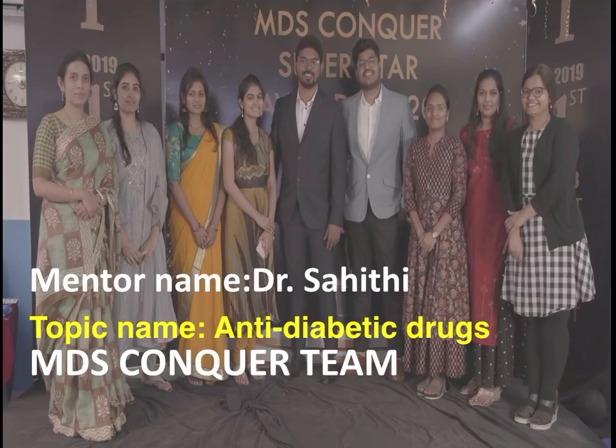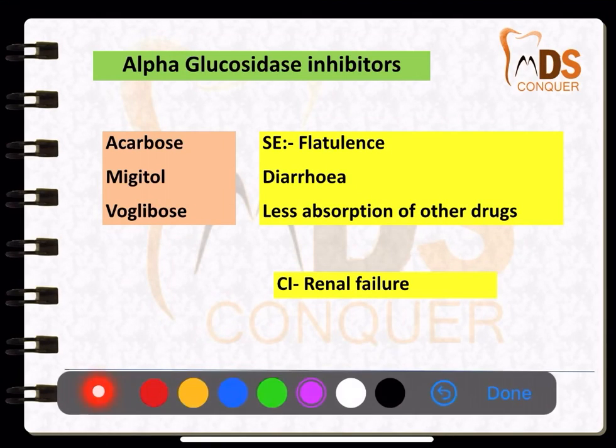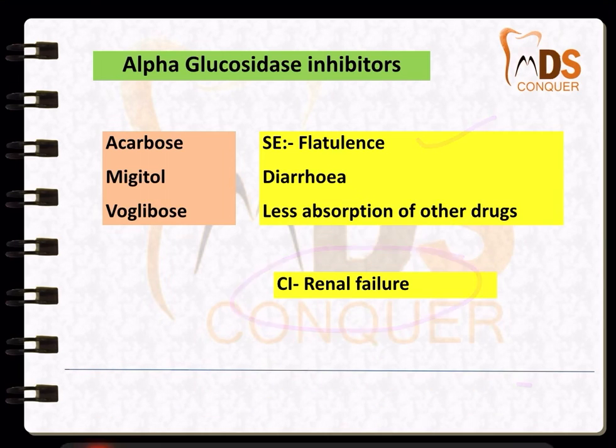Now let's continue with the pharmacology quick revision part 2. I'm going to first discuss the anti-diabetic drugs. You must already have gone through all these videos, but this is just going to be a quick revision. So what are the alpha glucosidase inhibitors? The drugs under alpha glucosidase inhibitors are acarbose, miglitol and voglibose, and the side effects are flatulence, diarrhea and less absorption of the drugs. It is contraindicated in renal failure.